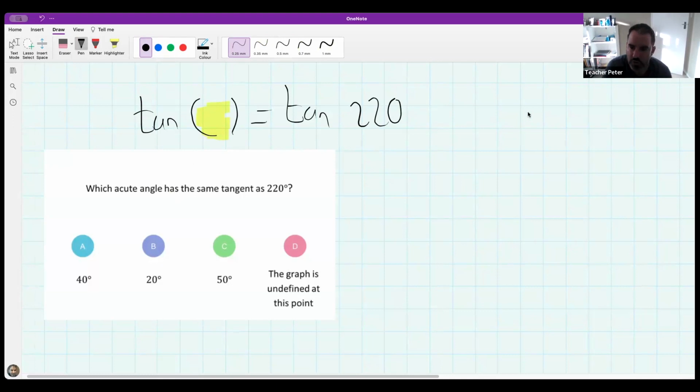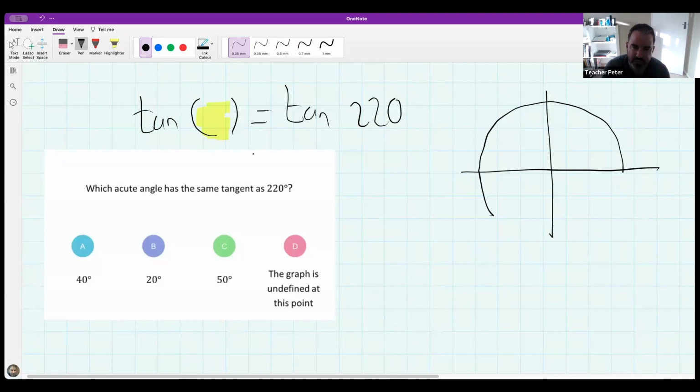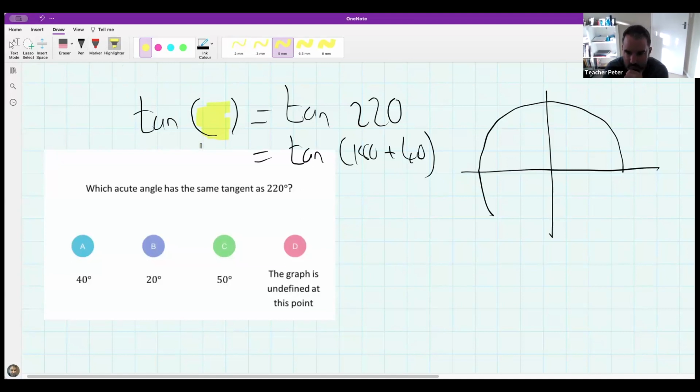Which one of the four do you think it is? So if we go back to what we were doing earlier in the lesson, it feels like this can be written as that. So what do we think that's going to be? It feels to me like in that quadrant, tan is positive, so there's no problem with that.